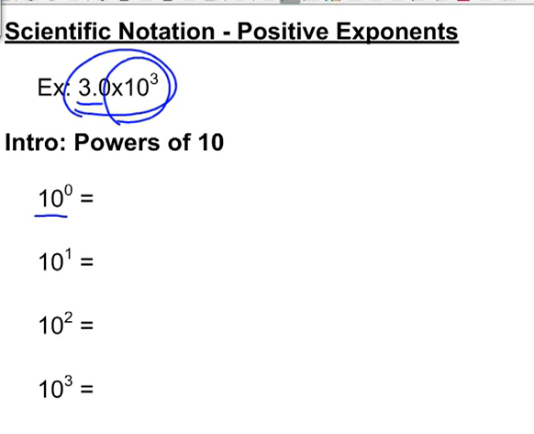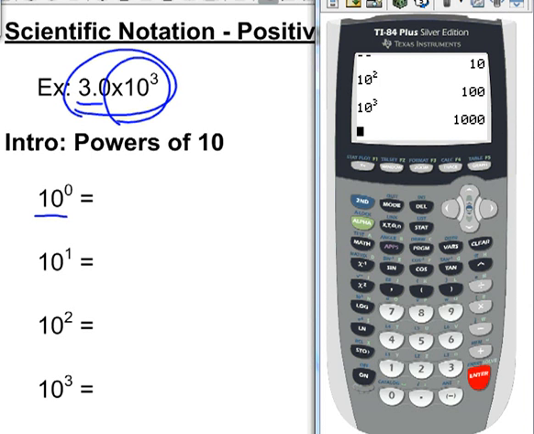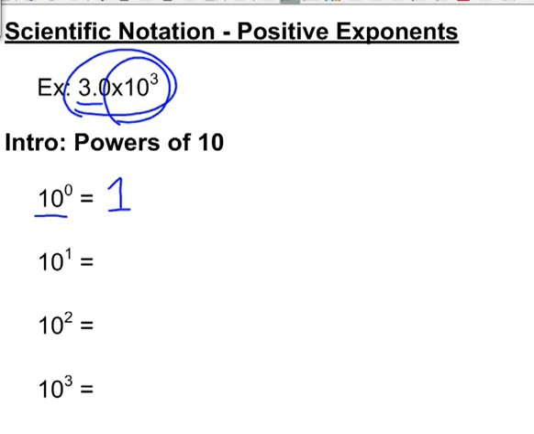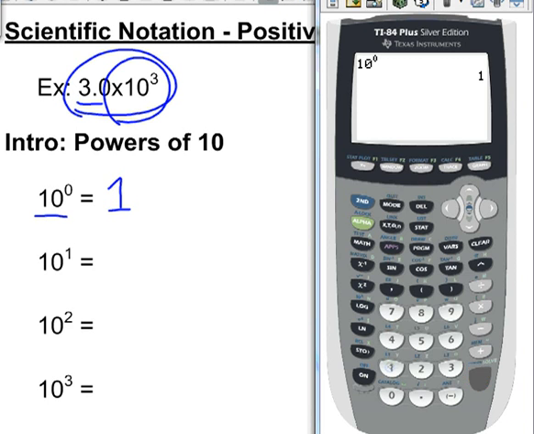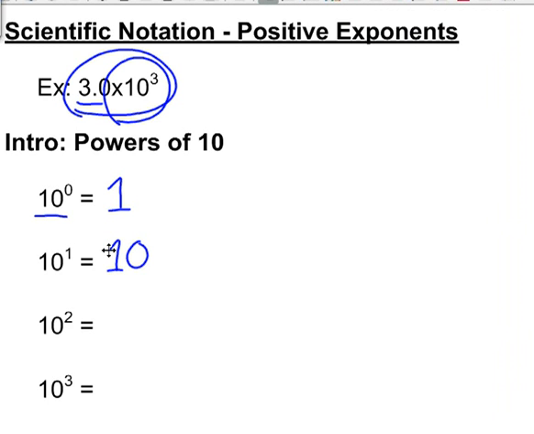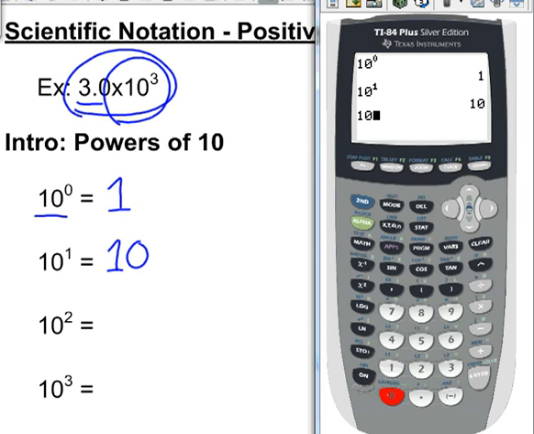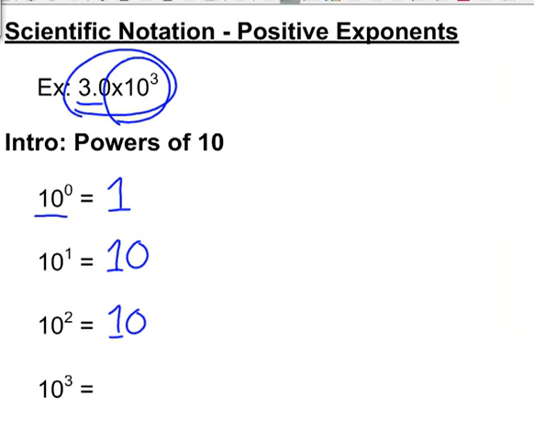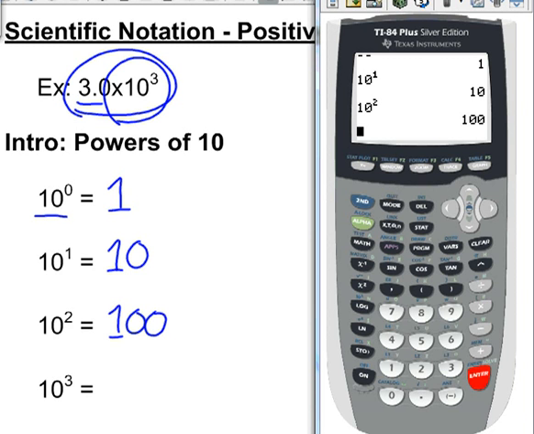We are going to start by talking about what this times 10 to the exponent of 3 actually means. We're going to take this number 10 to the exponent of 0 and type that into our calculator. So 10 to the exponent of 0 equals 1. 10 to the exponent of 1 is equal to 10. 10 to the exponent of 2 is equal to 100. And 10 to the exponent of 3 is equal to 1,000.